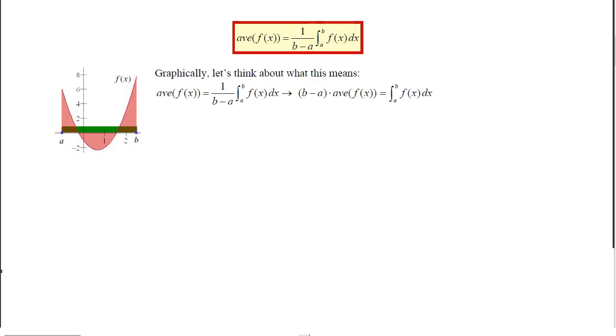So graphically, what does that mean? Well, it means the average function value is the accumulation divided by the length of the interval. So if we think in terms of geometry, we can see that the length of the interval would be that b minus a, and the average function value is essentially the y coordinate, so that the length times the height gives us a value that is the same as the accumulation. So you can think of that b minus a as the width of the rectangle. The average function value is the height of the rectangle, whose area will now give you the same number as the accumulation of the function.